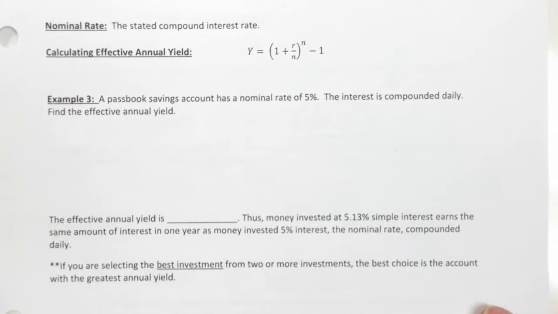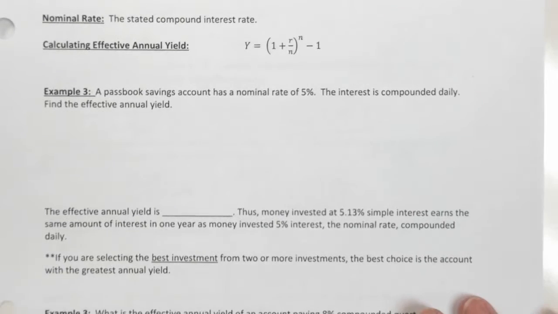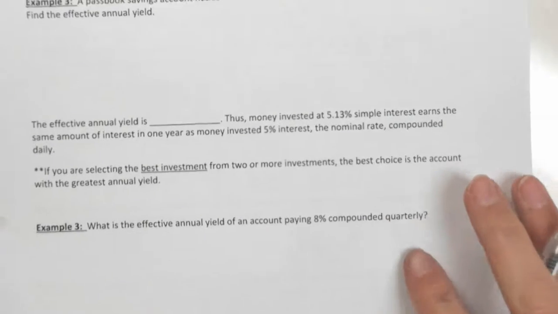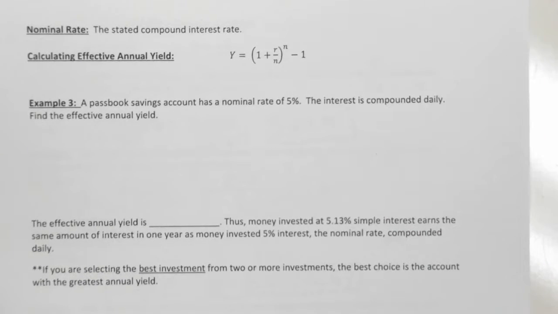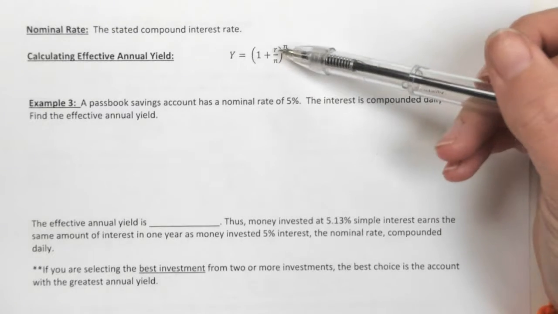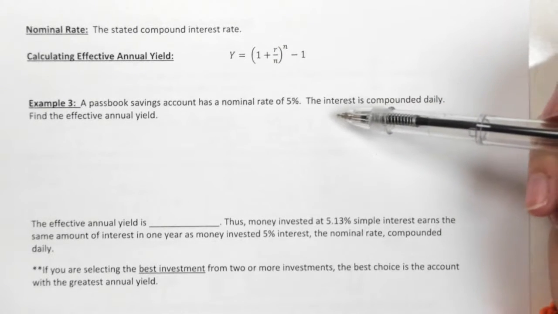Alright, so nominal rate is the stated compound interest rate. And here is the formula for calculating effective annual yield. Okay, so we're only going to go through about 2 examples of this. So it says a passbook savings account has a nominal rate of 5%. The interest is compounded daily. Find the effective annual yield. So we have to really identify what is R and N in this case.